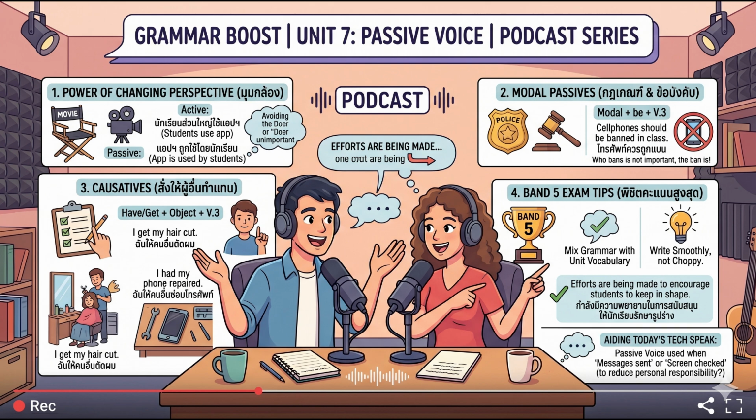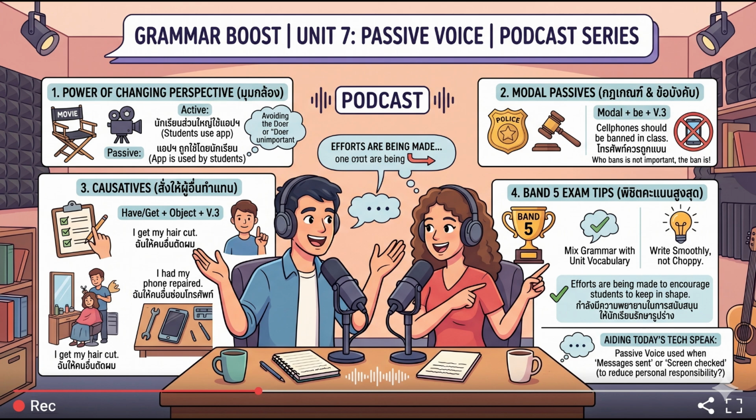Nice. So here is your shortcut to mastering Unit 7. You use the passive voice to direct the camera's focus. Set your tech boundaries with modal passives, outsource your actions with causatives, and then blend it all with your target vocabulary to show real linguistic maturity.